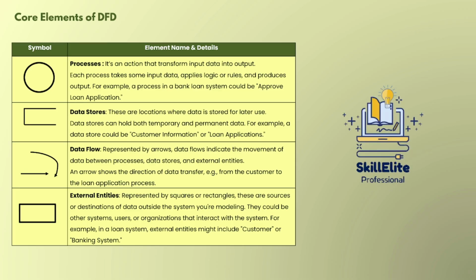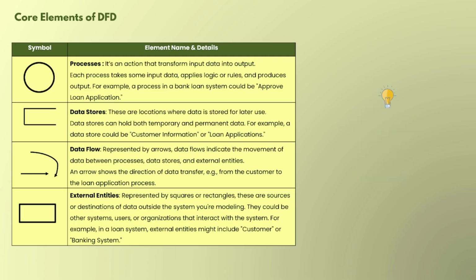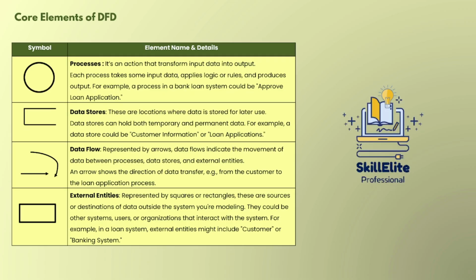So one has the same thing, but only the notations and symbols are getting changed. Well, if we want to take an example, in a loan system, external entities might include customer and banking system. I just explained that. Again, no more further theory. We'll directly jump into the DFD, and let's see how it works.